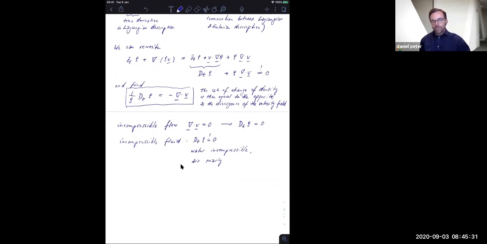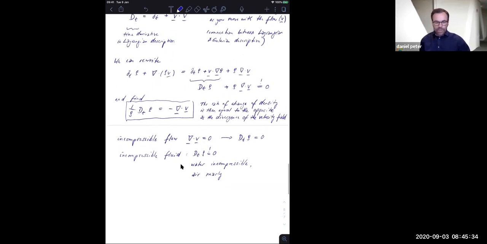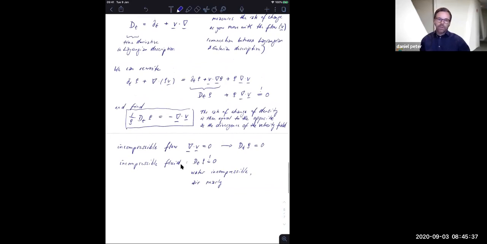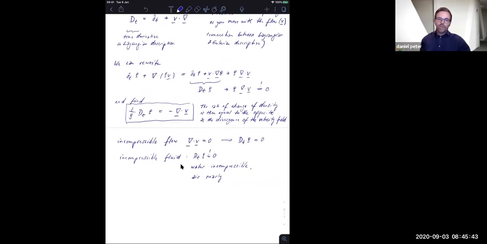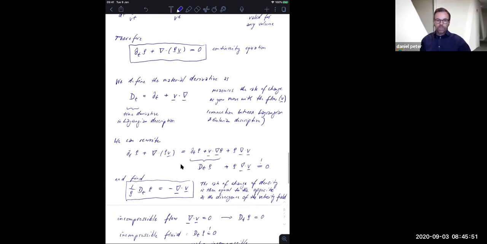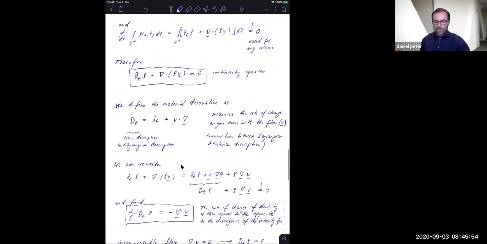That's one of the advantages. If you write it down in a Lagrangian description, you can very quickly say that conservation of mass for a fluid boils down to the material derivative of density being equal to zero. Otherwise, you stay in the Eulerian description and you have the continuity equation, which is conservation of mass. Good. That's basically all I wanted to do in terms of mathematical excursion this morning.